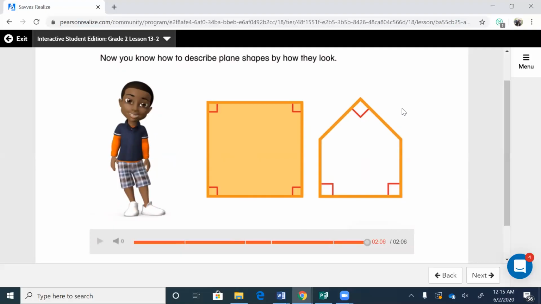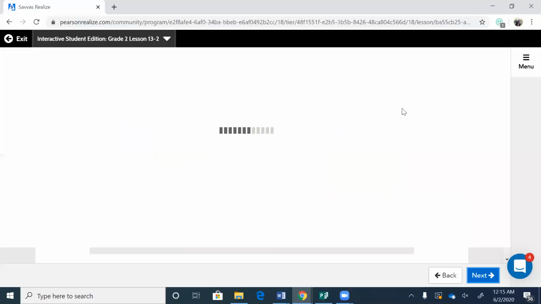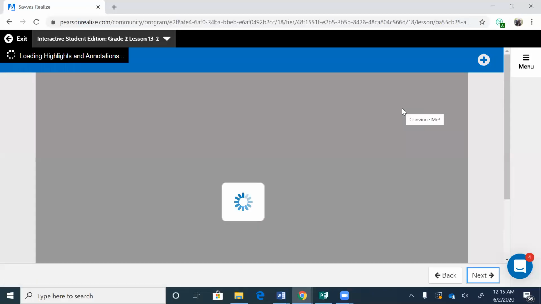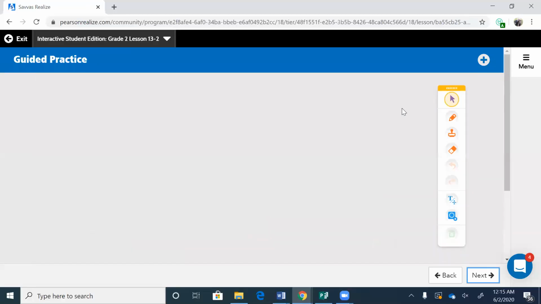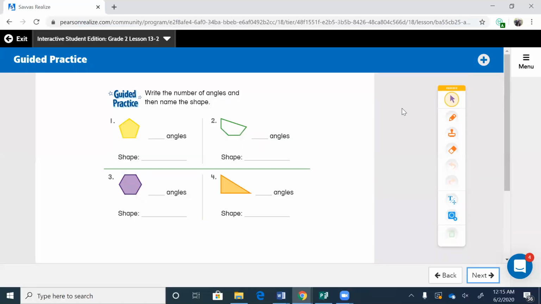All right, everyone. So that was a great introduction into the plane shapes. And you got to see the angles. So now let's put it to practice. And we're also going to be practicing on Zoom as well. All right, let's start with number 1. It says write the number of angles and the name of the shape.